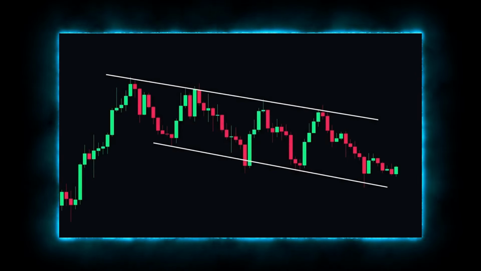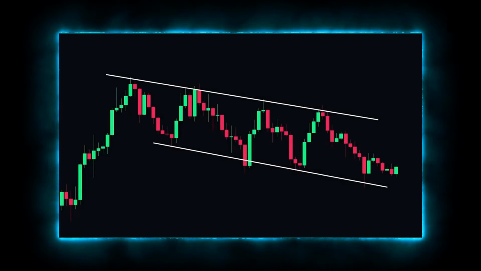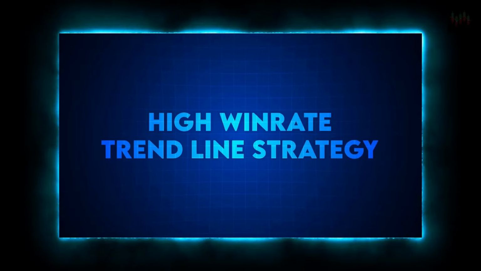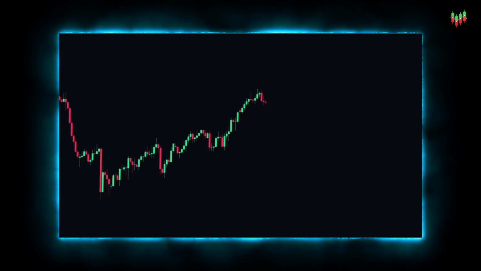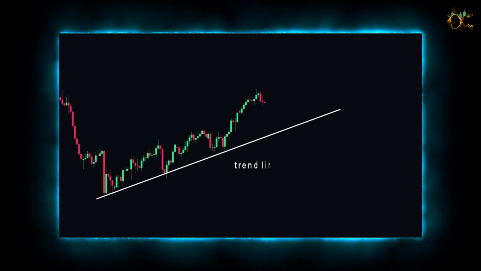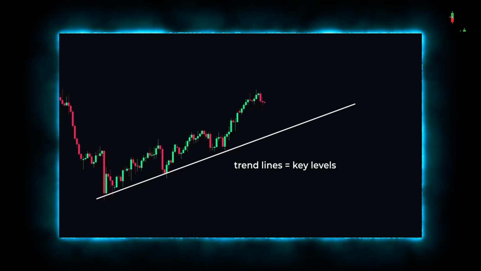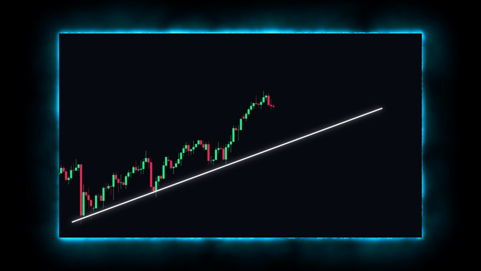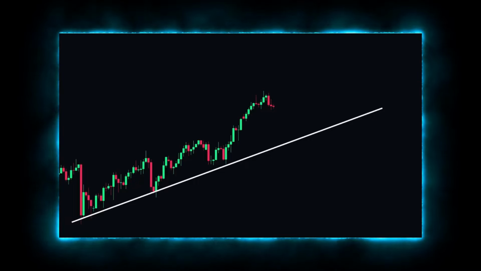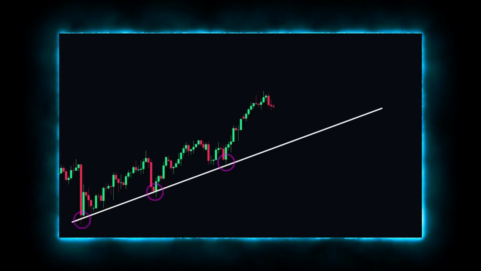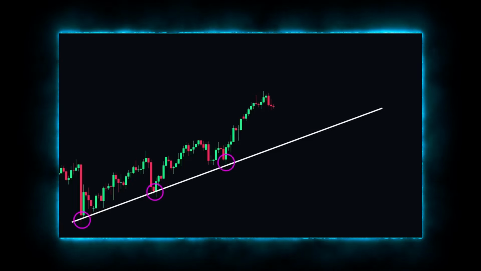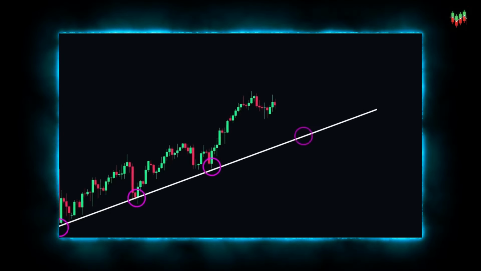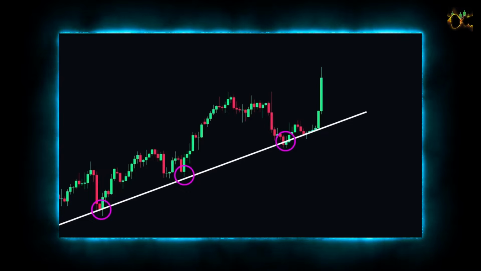Alright, now that you know how to draw trend lines the right way, I'm going to reveal the high win rate strategy that I use. So, the way this strategy works is we treat trend lines as key levels. Let's say you have an existing trend line drawn on a chart. Now, when drawing a trend line, we can see that price has bounced from it every time it touches in the past. So in the future, we could possibly expect another bounce.